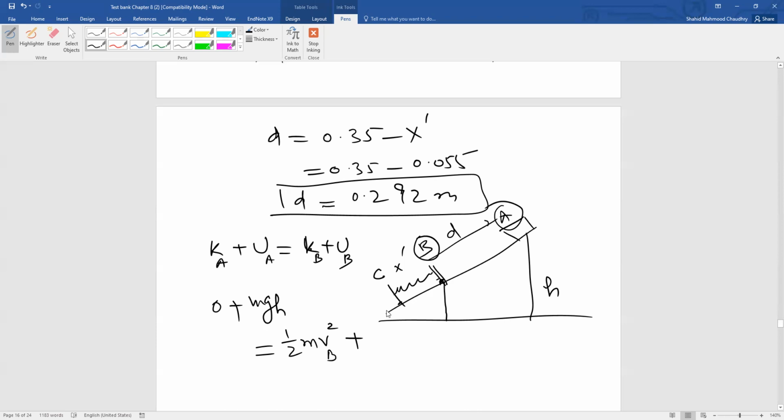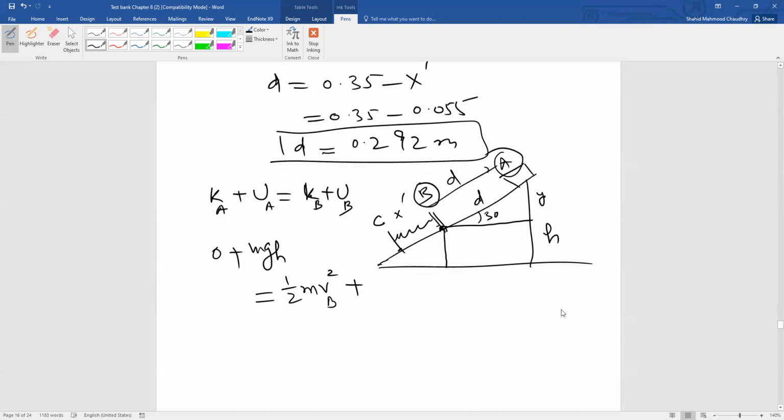To find this height, again, we are in trouble. So if I draw the line here, I know that this height is H. If I say that this height is Y and this line is D and this angle is 30, can we find the value of Y? Yes, we can find it from this triangle. Y over D is equal to sine of 30. So Y is equal to D sine of 30.